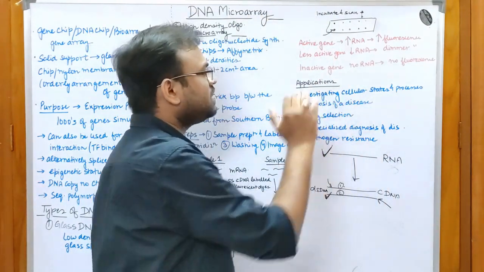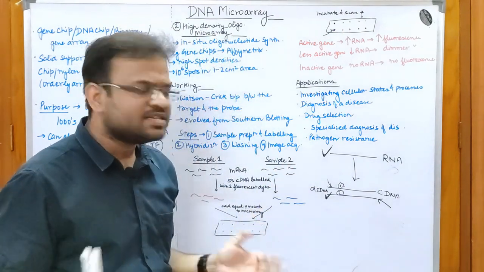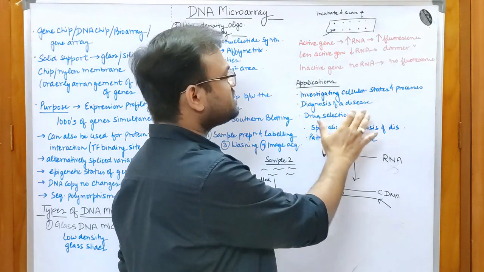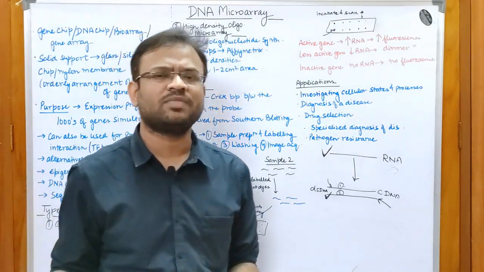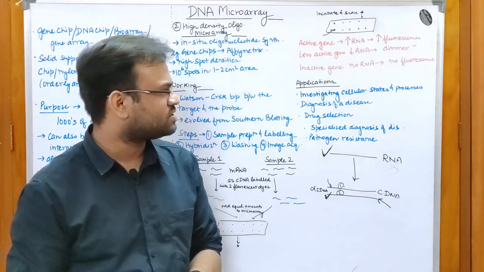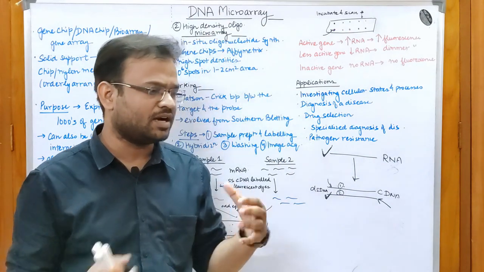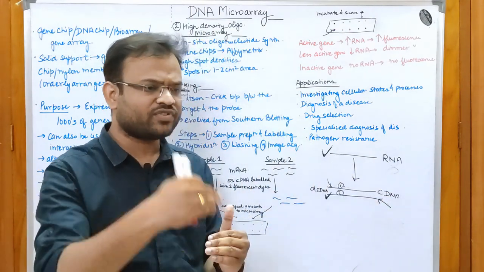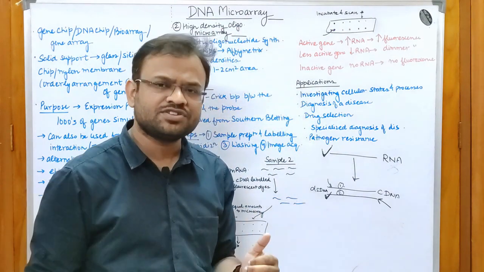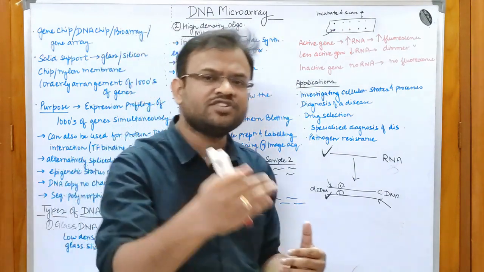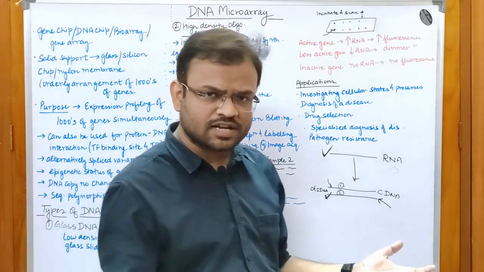Now coming to the application portion. What is the application portion? First of all, you can easily investigate the cellular state and processes. What do we mean by cellular state and processes? Understand that a cell undergoes different stages. For example, cell division has different stages, and in each stage different genes are being expressed. You can understand with this microarray what the stage of the cell is.